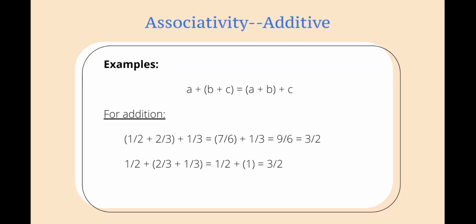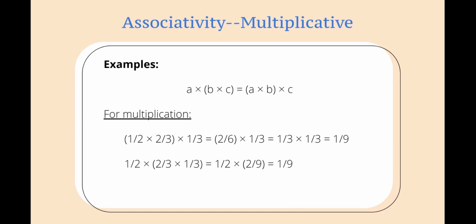Here's an example for addition. First, following BODMAS, we find that 1/2 plus 2/3 equals 7/6. Then, 7/6 plus 1/3 is equal to 9/6, which reduces to 3/2. On the other side of the equation, following BODMAS, we begin with 2/3 plus 1/3 equals 1. Then we add 1 plus 1/2 equals 3/2. So both sides of the equation are equal and addition is associative.